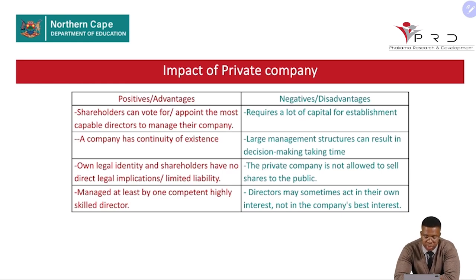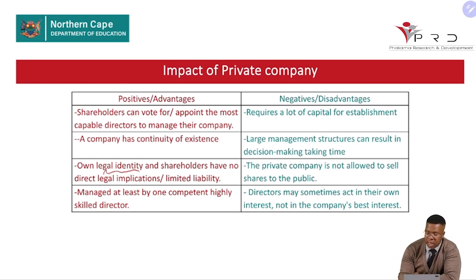And another positive is that a company has continuity of existence, whether one shareholder passes away or one shareholder withdraws from the company. Doesn't mean the company will stop. It has what we call now a continuity of existence. And then owner has legal identity, and the shareholders have no direct legal implication or limited liability, and it is managed at least by one competent, highly skilled director.